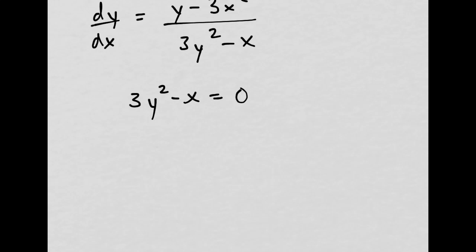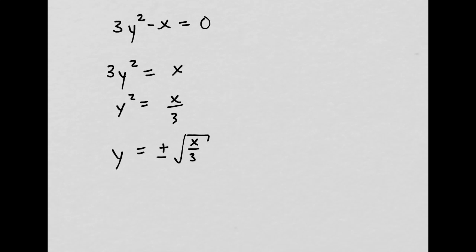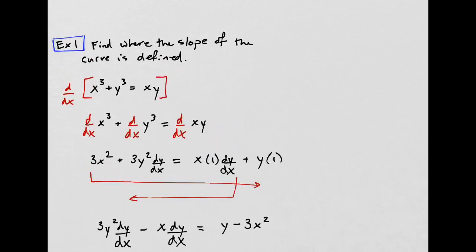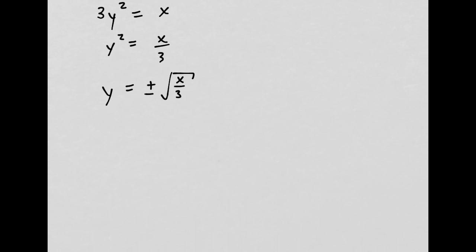That means I'm adding the x over. So I get 3y squared equals x. Divided by 3, I get y squared equals x over 3. And I square root both sides. That gives me plus or minus the square root of x over 3. Okay, so where is the slope of the curve defined? I mean, I don't really have actual values because there's a bunch of places where the slope is undefined.